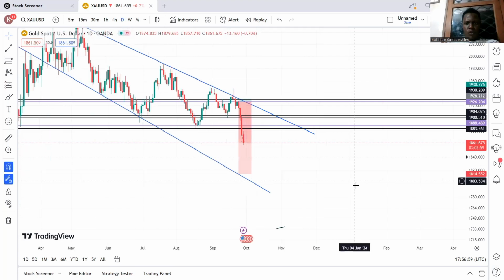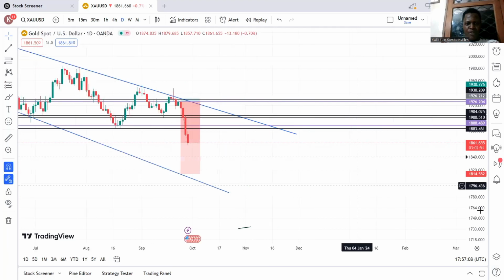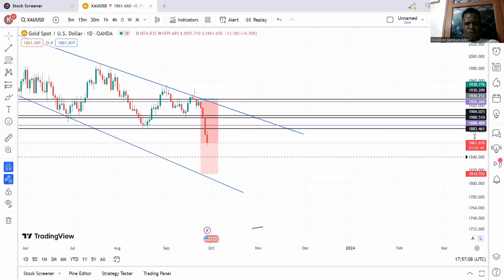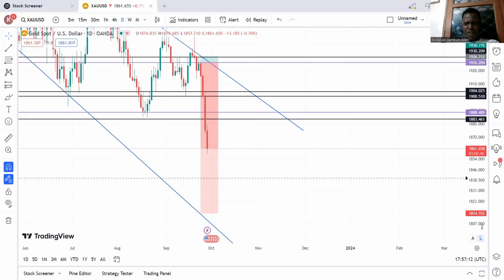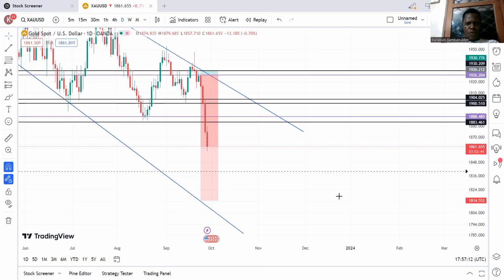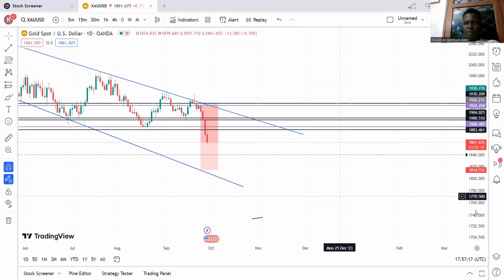Gold's impulse on the downside is very massive. In fact, the momentum to the downside is very huge. Gold is massively moving to the downside. Massively, guys.